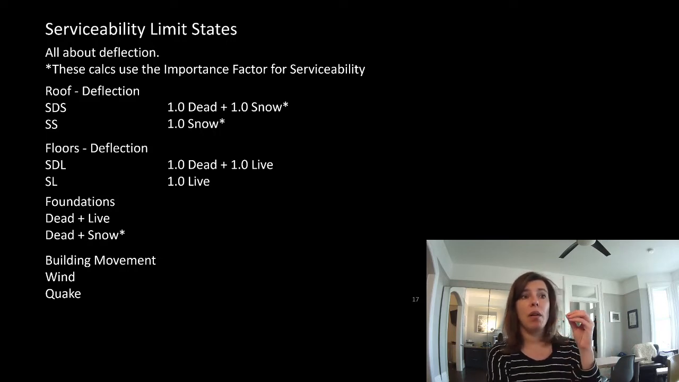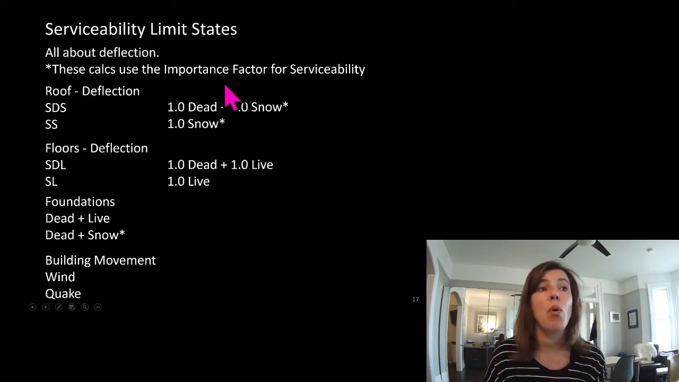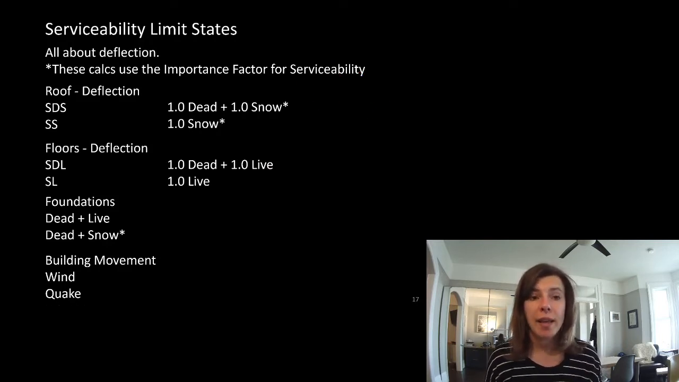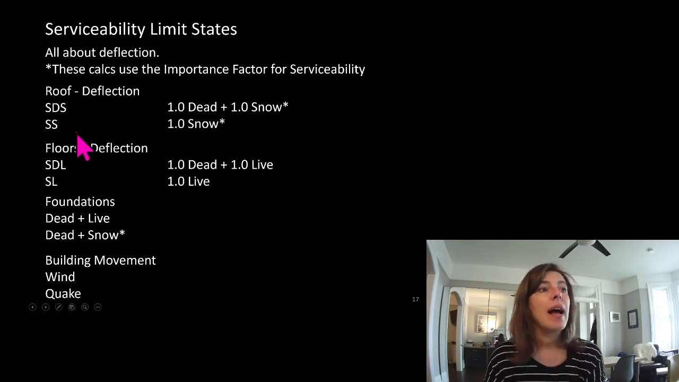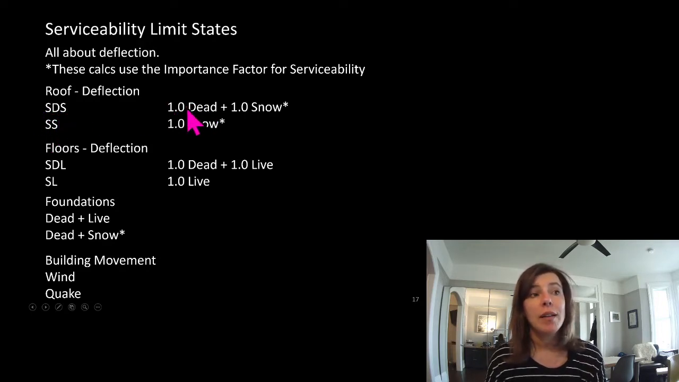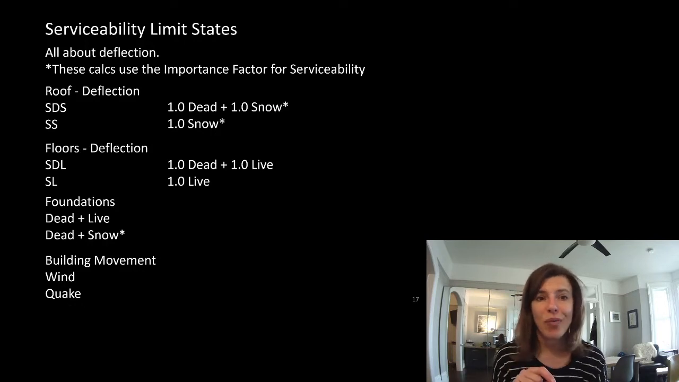So these would also then use an importance factor for serviceability. Remember, our snow and our wind had different importance factor values for serviceability than it did for strength. So we would want to track those things. So you can see here for a roof, we would have a serviceability load combination for dead and snow of 1 times dead plus 1 times snow. But it's not the same snow load we used in our strength design. Remember, the importance factor changes to 0.9 for serviceability of snow.